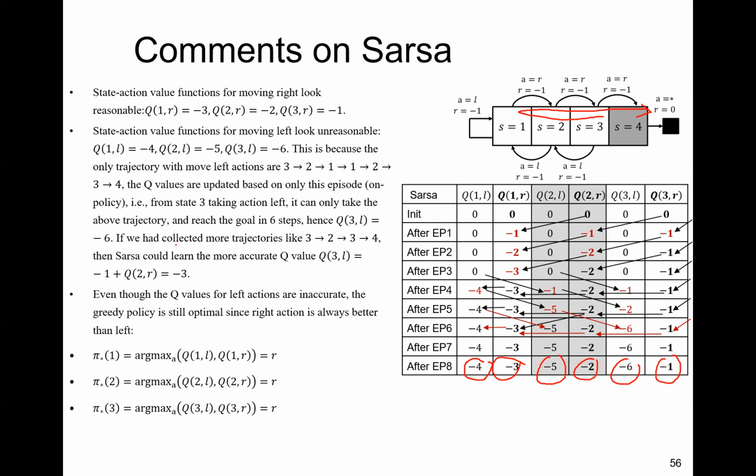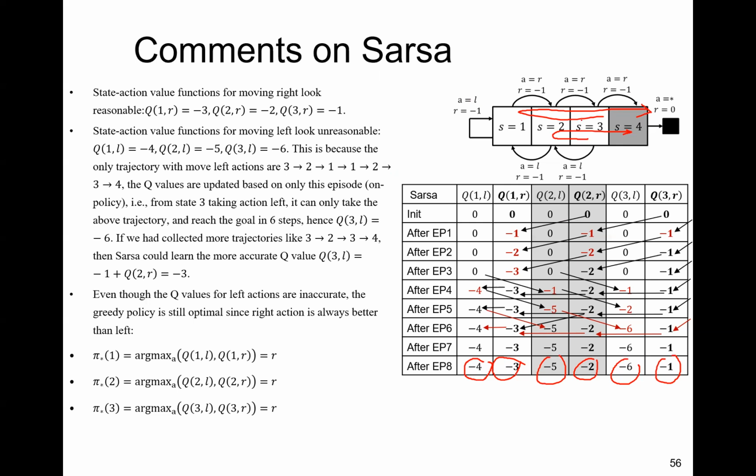If you had collected more trajectories like 3, 2, 3, 4, then Sarsa could learn the more accurate Q value of -3. If you go left from state 3, you can immediately turn right from state 2 and reach the goal in a total of 3 steps. So you can see that on-policy learning has this drawback or characteristic that anything it has not experienced, it will not learn anything about.